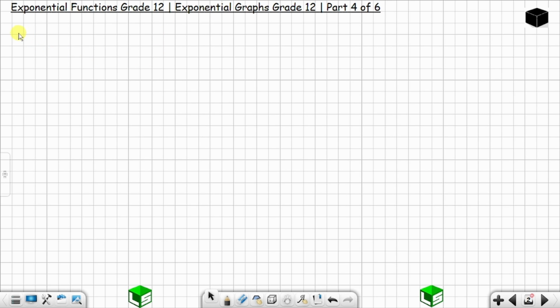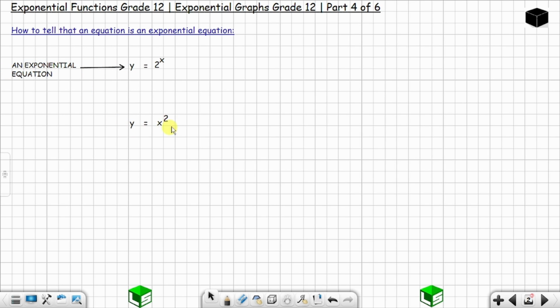Okay, we start with how to tell that an equation is an exponential equation. Sometimes students confuse this one and this one. How can you tell between the two which one is an exponential equation? This one is an exponential equation and this one is not. So how can you differentiate between the two?